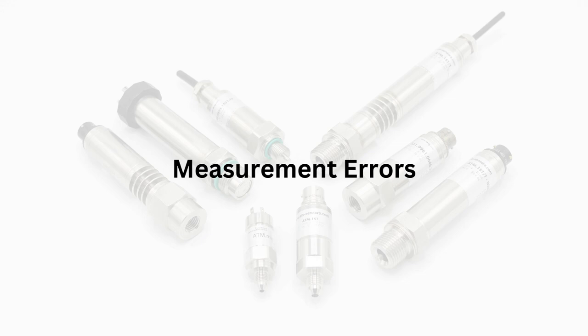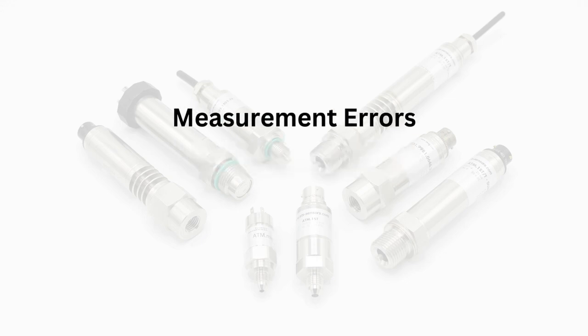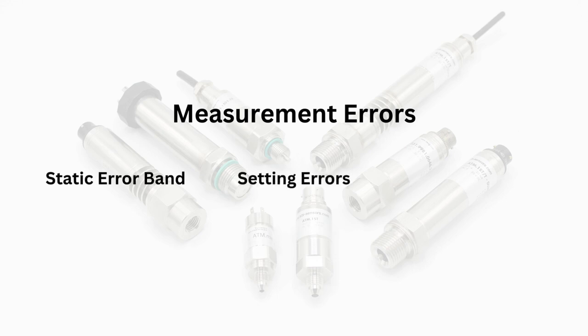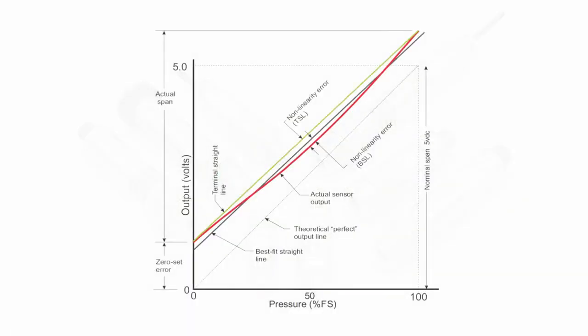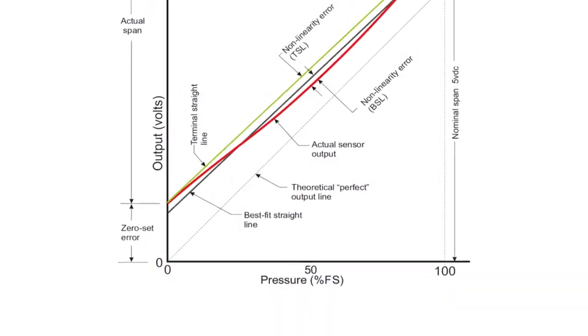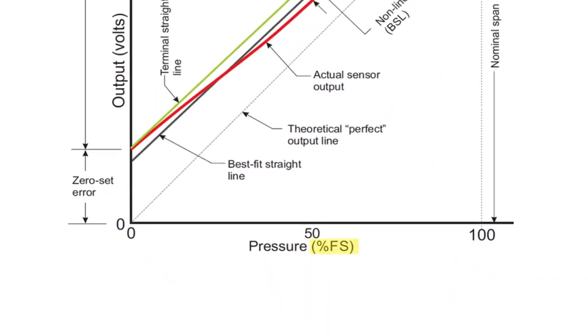Pressure sensor manufacturers often categorize measurement errors into several groupings: static error band, setting errors, and thermal errors. Together, these add up to what we call the total error band. Most manufacturers express these errors as a percentage of full scale, or %FS.